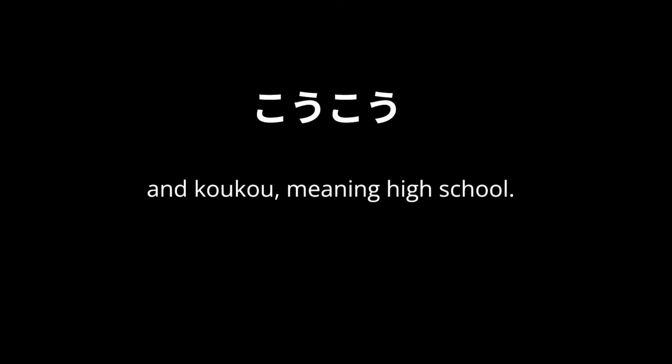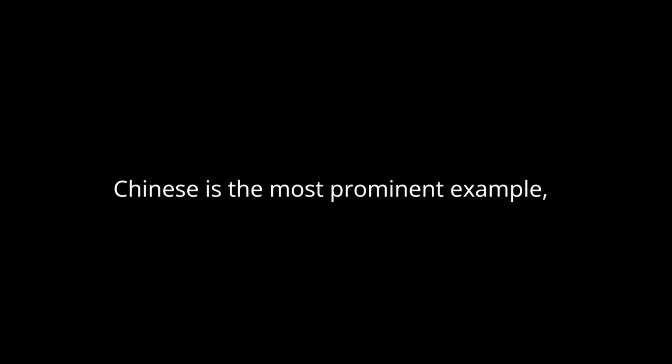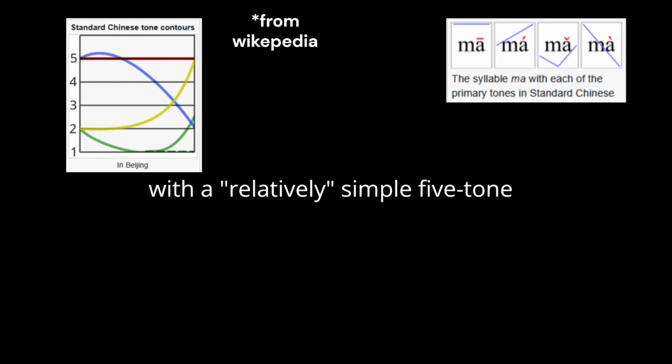Tona is comprised of two parts, encoding and semantic content. For encoding, we are going to use length and tone distinctions. Length distinctions are simple enough, though we don't really have them in English. You can see an example in the Japanese words koko, meaning here, and ko, meaning high school. Tones are a little trickier. Mandarin Chinese is the most prominent example, with a relatively simple 5-tone system.